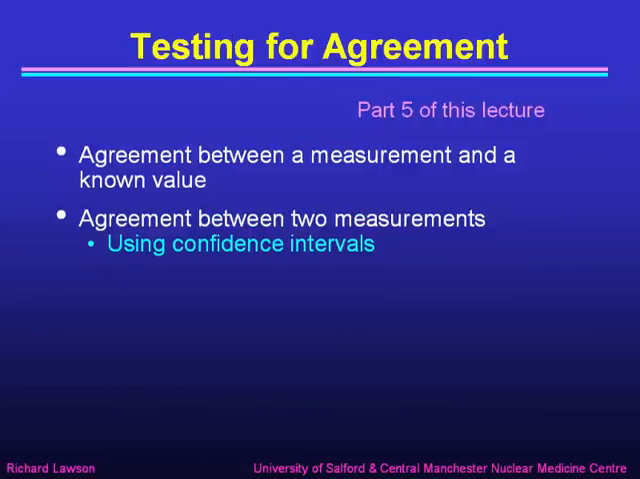In part 5 of this lecture I'll be talking about testing for agreement, either agreement between a measurement and a known value, or agreement between two measurements, and these will be done using confidence intervals.